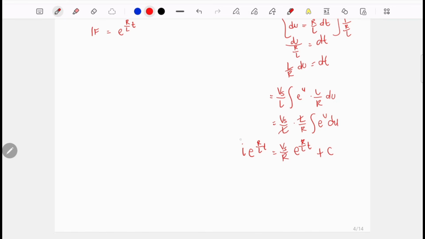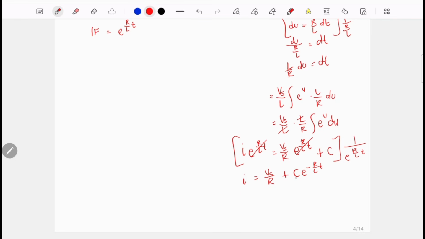We are to find the current, so we will divide both sides by e to the R over L t. So this one is cancelled out, this one also. So I equals V sub s over R plus c over e to the R over L t. Reciprocal, we reciprocate the base, so c e to the negative of R over L times t.